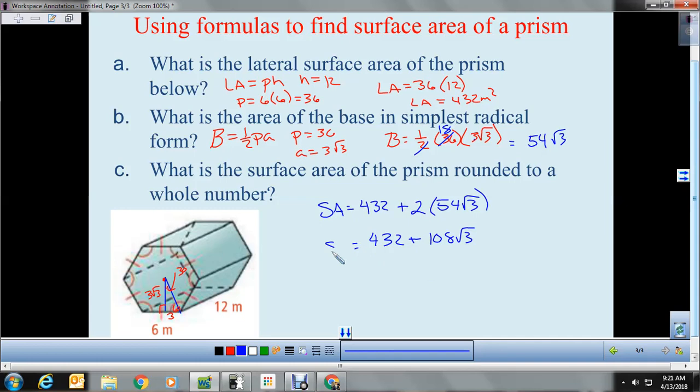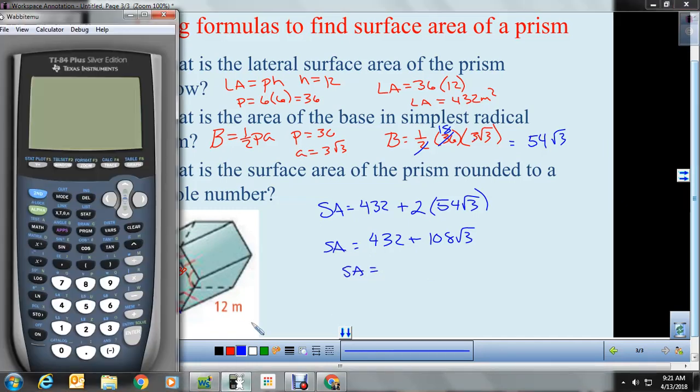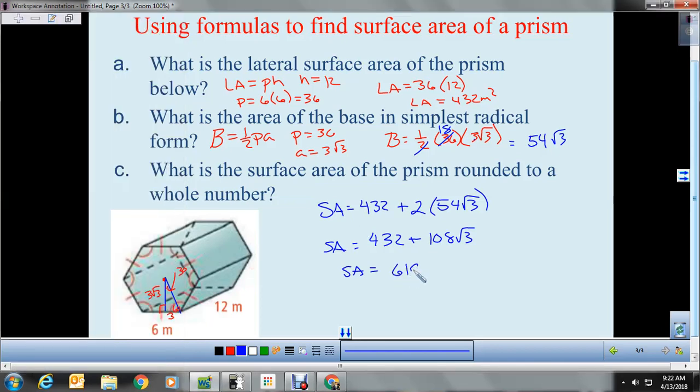So the rest has to be done in our calculator because it says round to the nearest whole number. So we get our calculator out. 432 plus 108 radical 3. Nearest whole number is going to be 619. So surface area is 619. This would be meters squared.